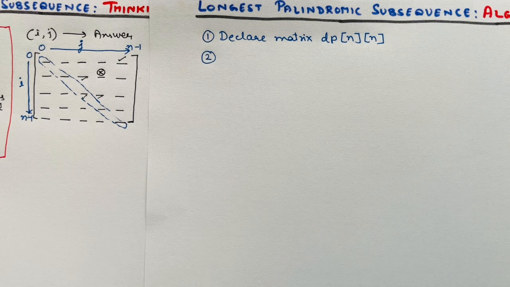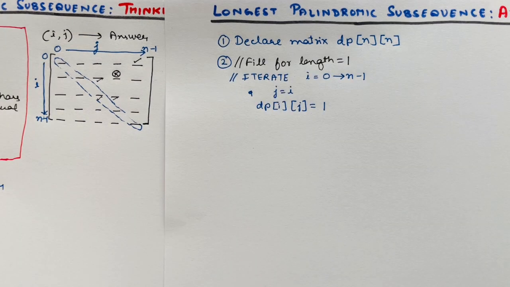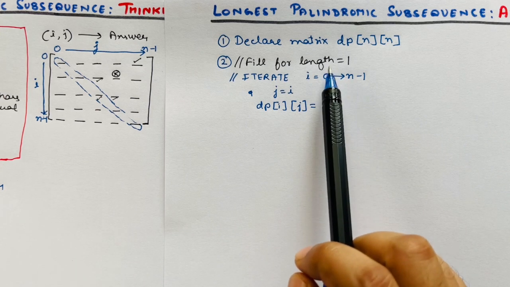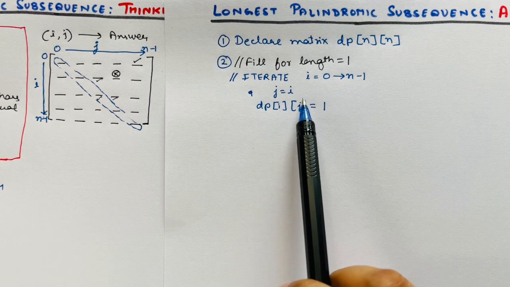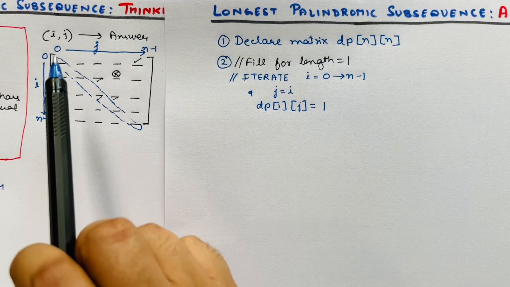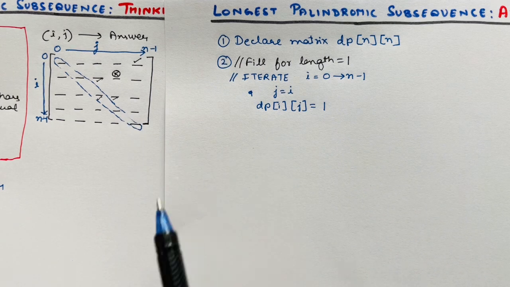Our first base condition is when length is equal to 1. Length equal to 1 means i is equal to j. And length equal to 1 means that there is only a single character. And a single character is always a palindrome. So for length equal to 1, our answer will always be 1. So we run a loop. We iterate from i equal to 0 to n-1. And for length equal to 1, j will be equal to i. So we fill dp[i][j] equal to 1. That means this diagonal will be filled now with value equal to 1.